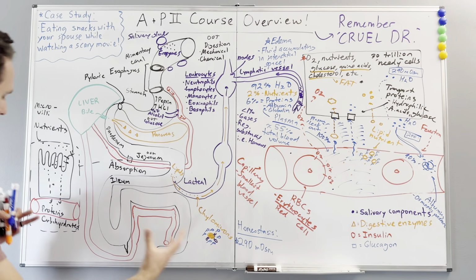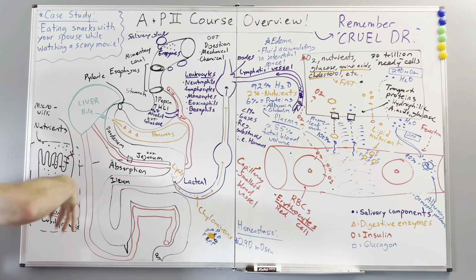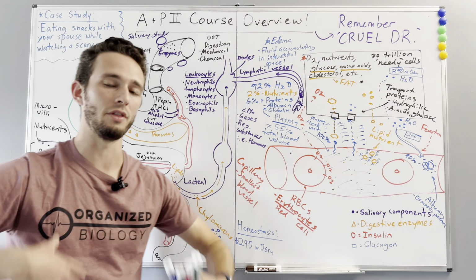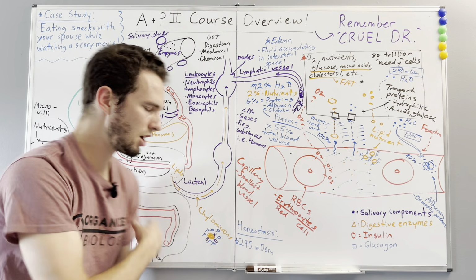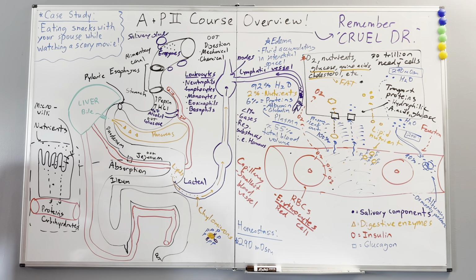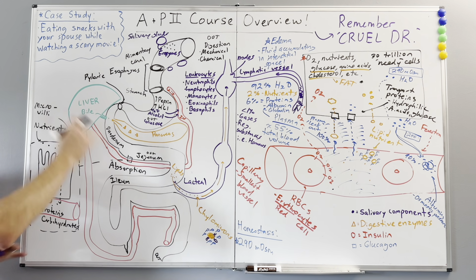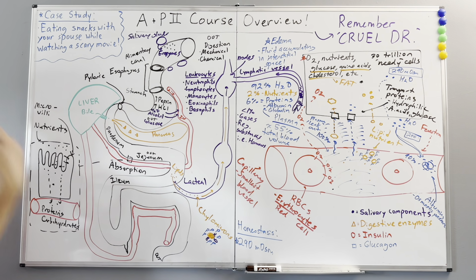So those are how the major macromolecules are absorbed. We'll also be absorbing things like salt and water and other minerals, vitamins, those types of things throughout the small intestine. Now, as we get to the end of the small intestine, we've basically absorbed most of the snacks that we've been eating with our spouse.